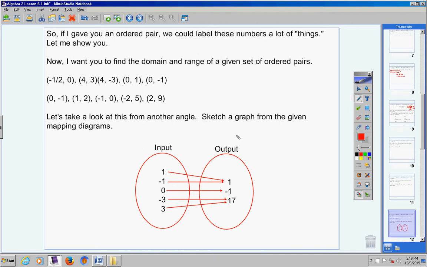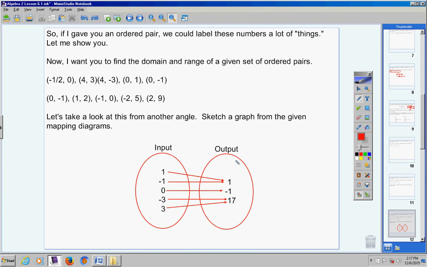I have a circle, or it could be a box, whatever, with all of my inputs. Then I have a circle or a box or an ellipse like this with all of my outputs listed. And then I draw arrows showing you this input here gave me this output. This input gave me the same output. This input gave me this output, etc. So this is called a mapping diagram.